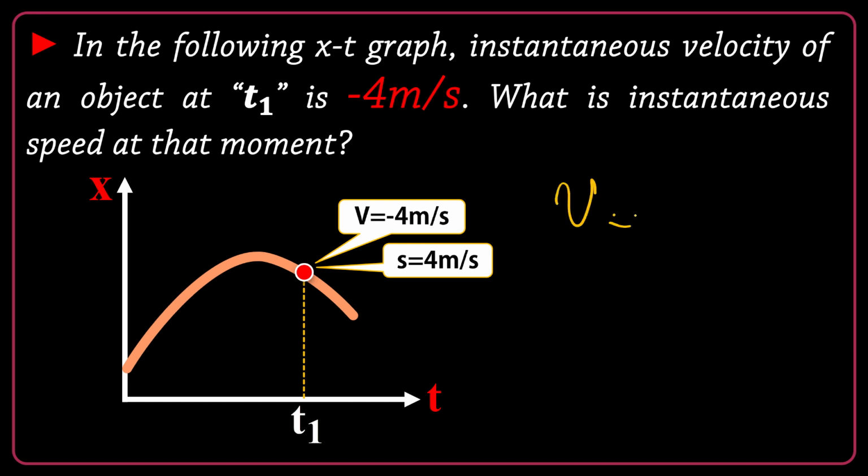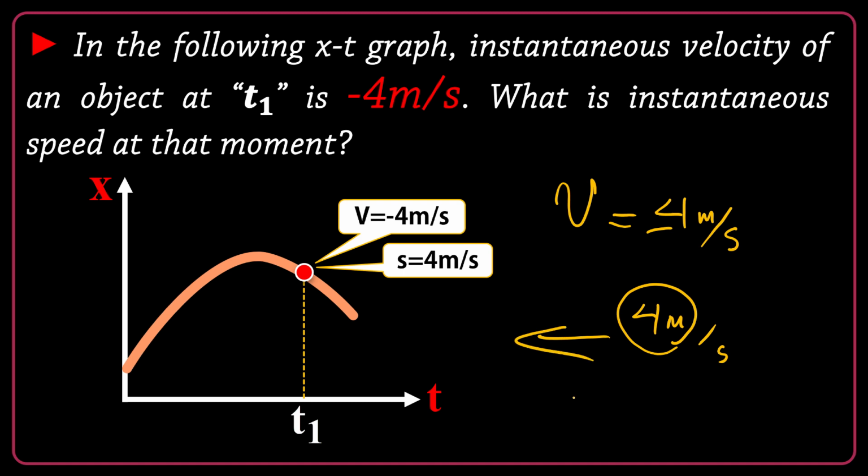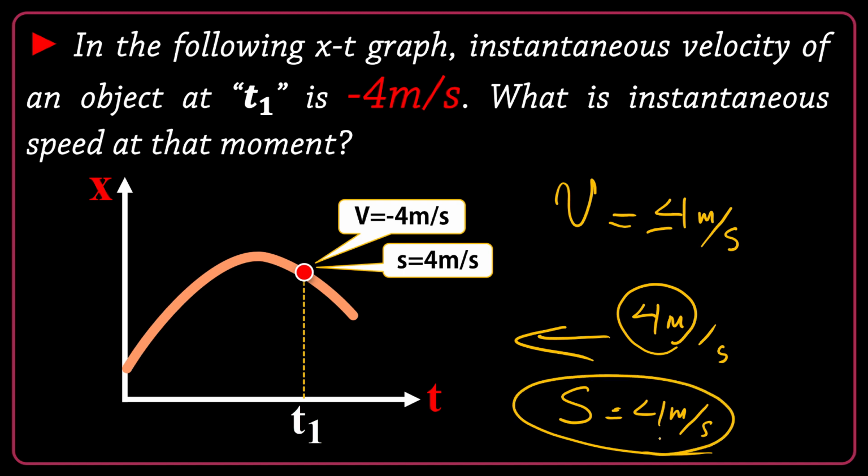When I say the velocity is 4 meters per second, it means that the object has a displacement of 4 meters in each second, going in the positive direction of x. When I say it's negative 4 meters per second, it means that the object has a displacement of 4 meters in each second, but in the negative direction of x. But when I say the speed is 4 meters per second, I know only that the distance traveled is 4 meters in each second. I don't know in which direction. Okay.